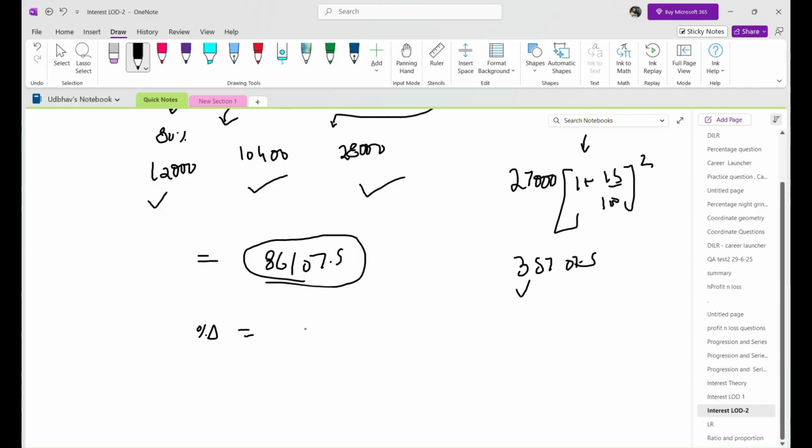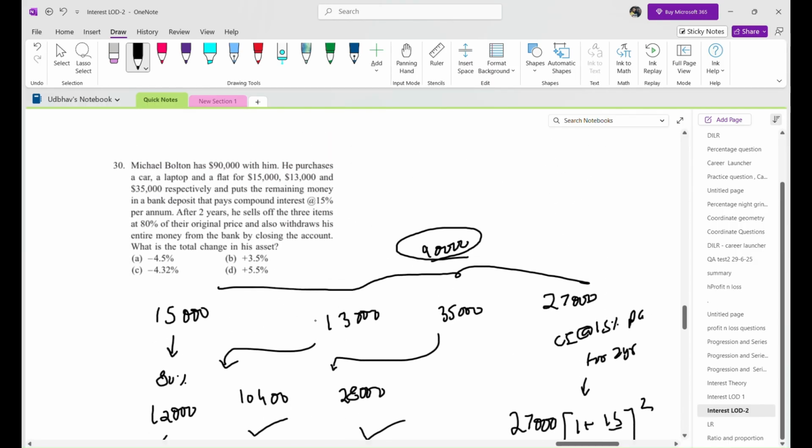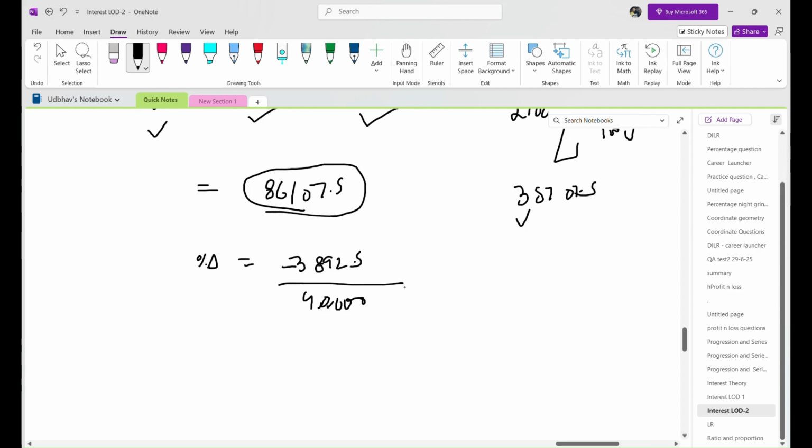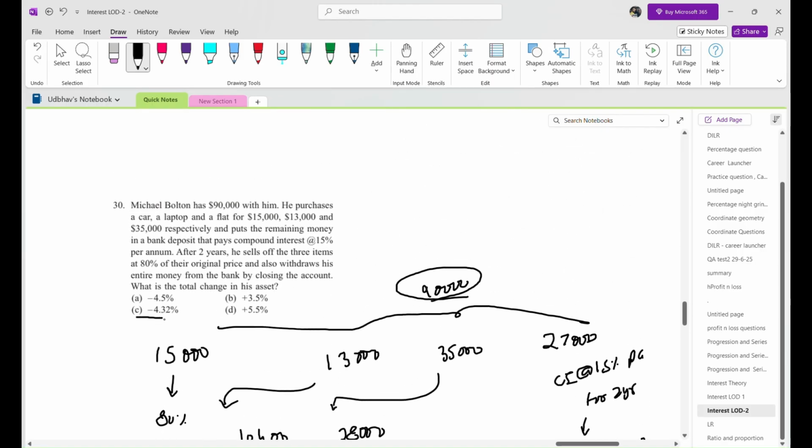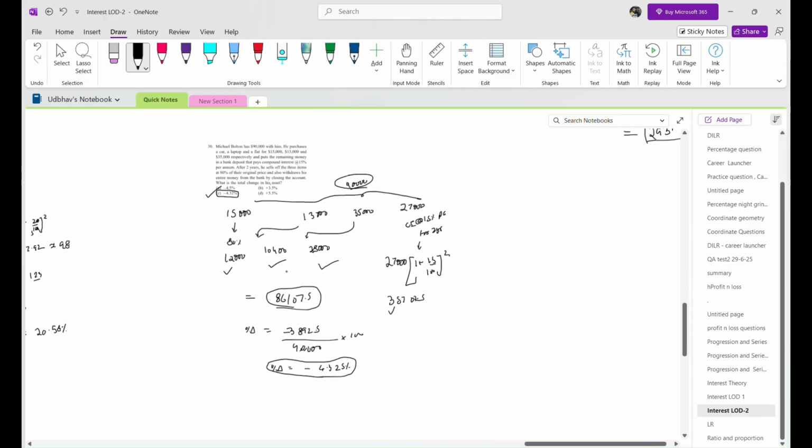So the percentage change is this minus 90,000, which is 3892.5, with a negative sign also. And we'll find the percentage change, 3892.5 divided by 90,000 into 100. So this percentage change comes out to be negative 4.325%. Oh my god, pretty accurate. Check option 30. Let's see. Yes, it is correct.